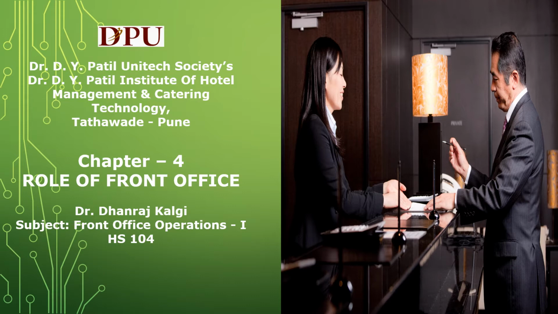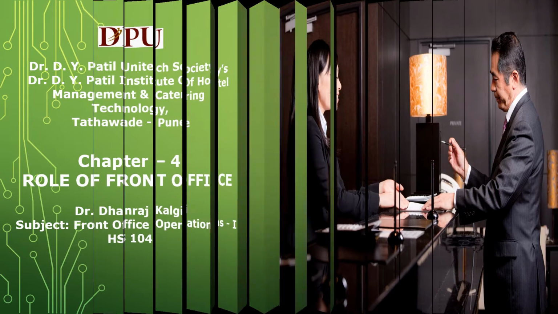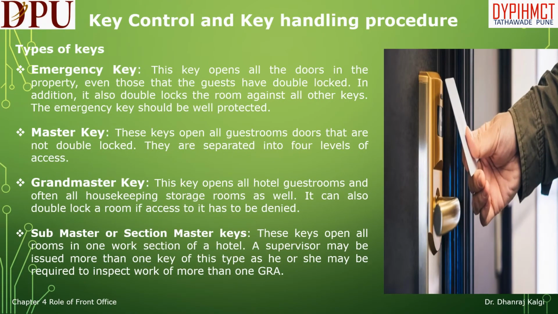This presentation is regarding chapter number 4, that is the role of front office. Key control and key handling procedure. Types of keys. Emergency key. This key opens all the doors in the property, even those that the guests have double locked. In addition, it also double locks the room against all other keys. The emergency key should be well protected.